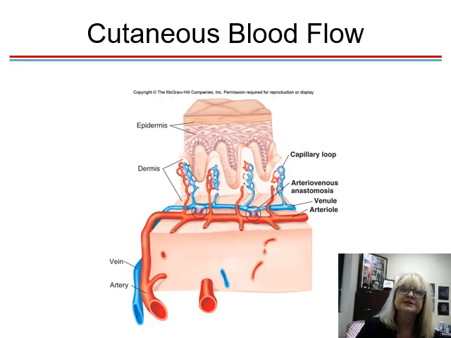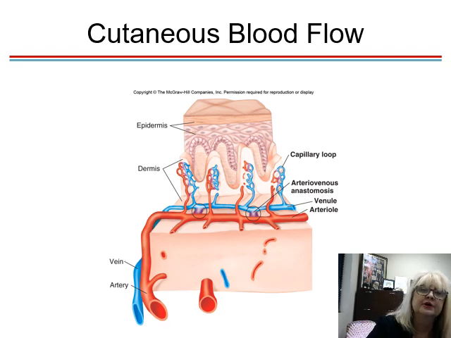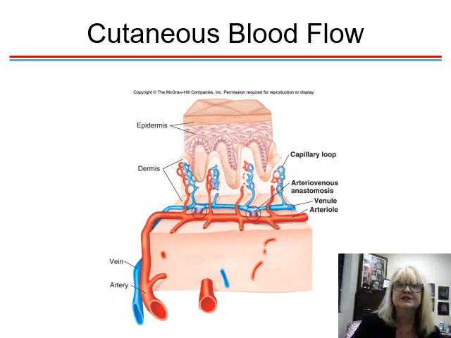The circulation in the skin showing the arteriovenous anastomosis. The vessels function as shunts, allowing blood to be diverted directly from the arteriole to the venule and to bypass the superficial capillary loops.